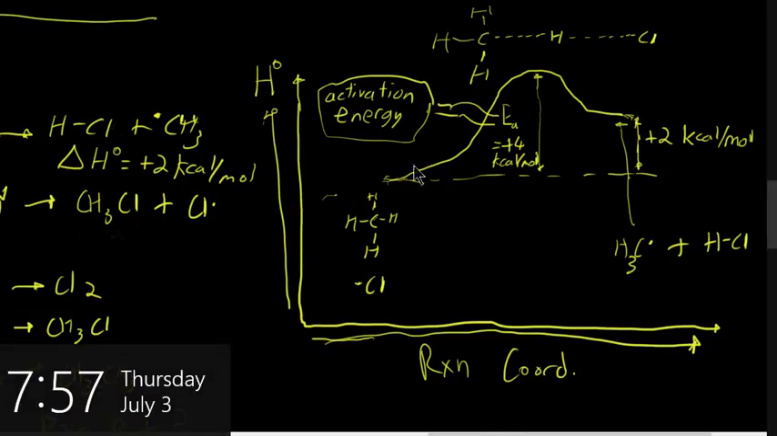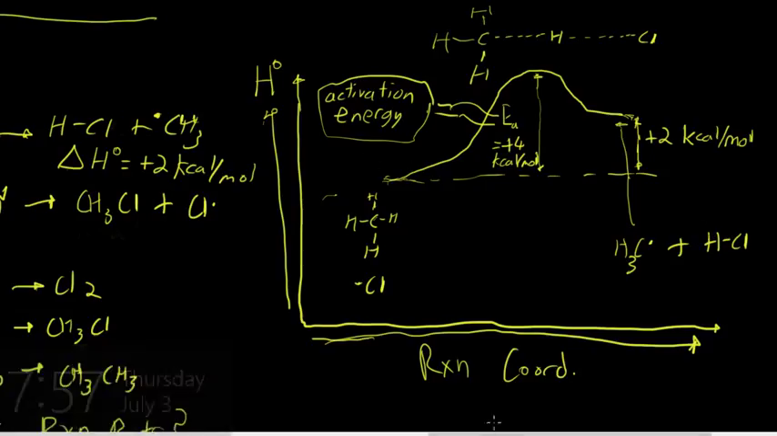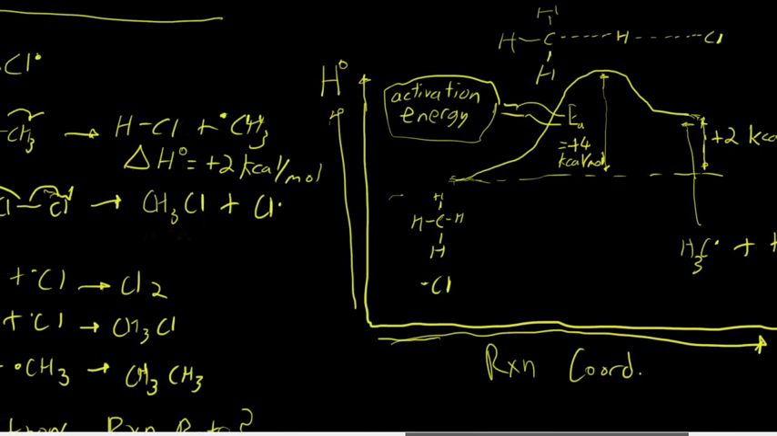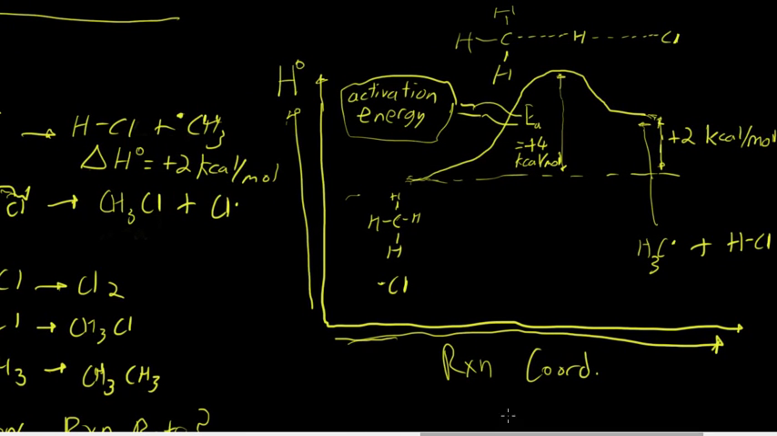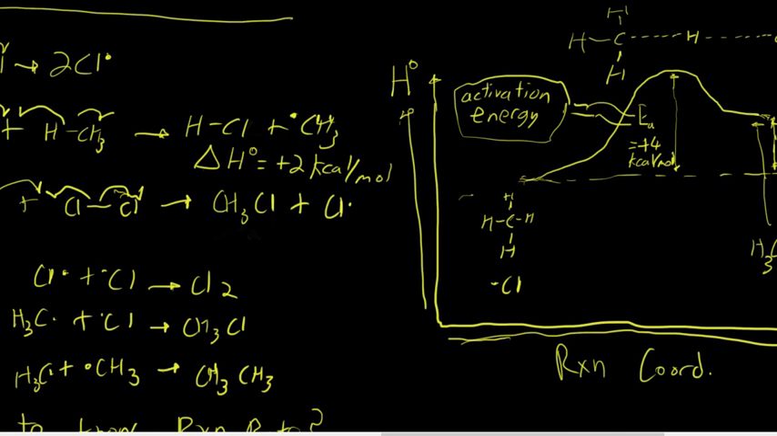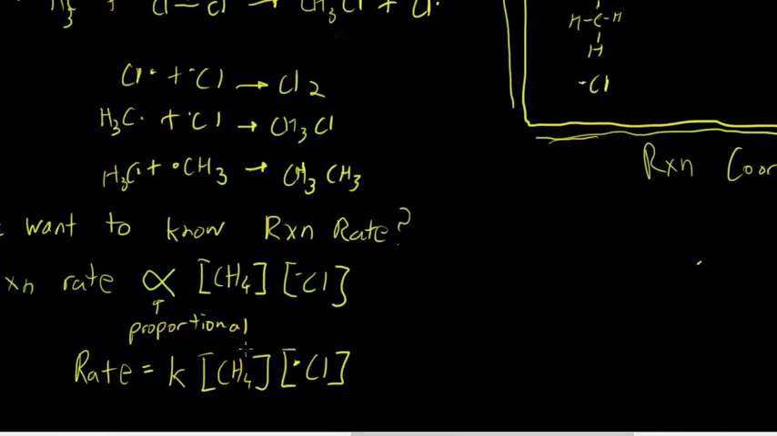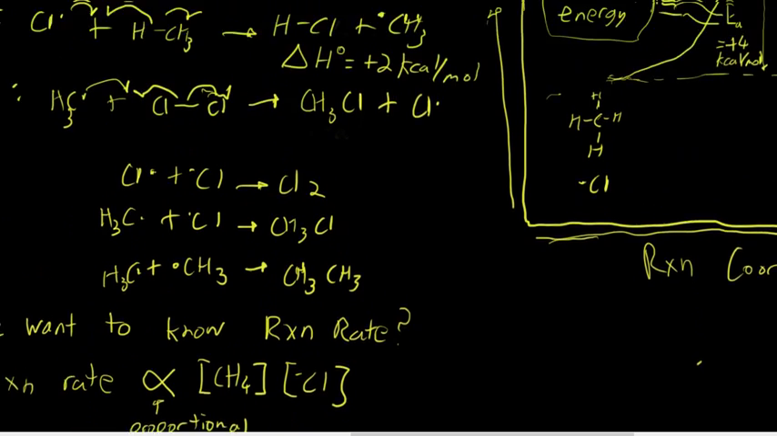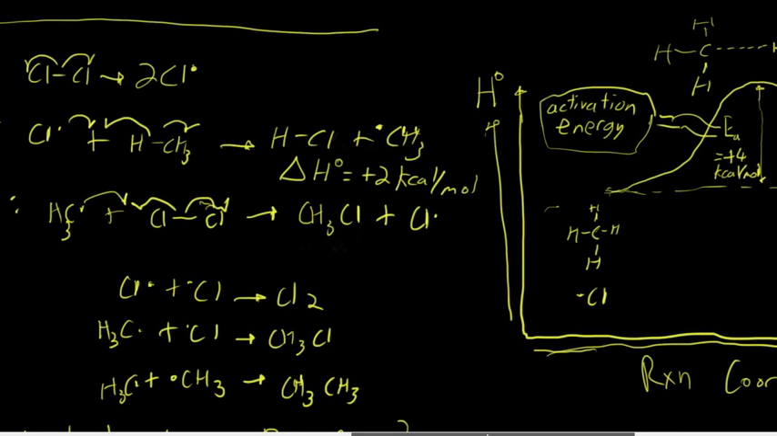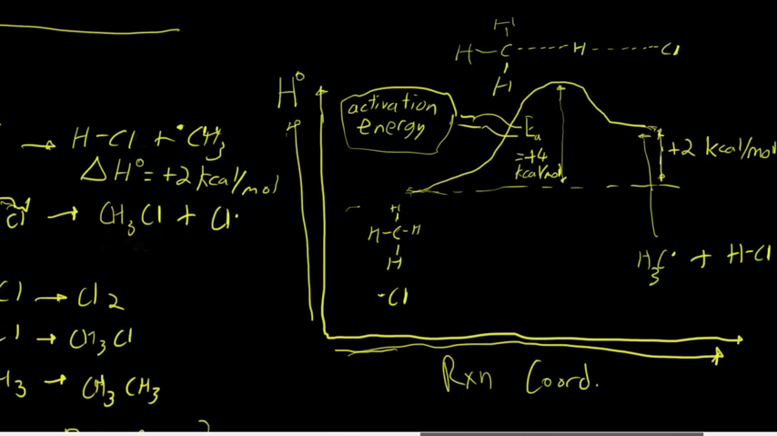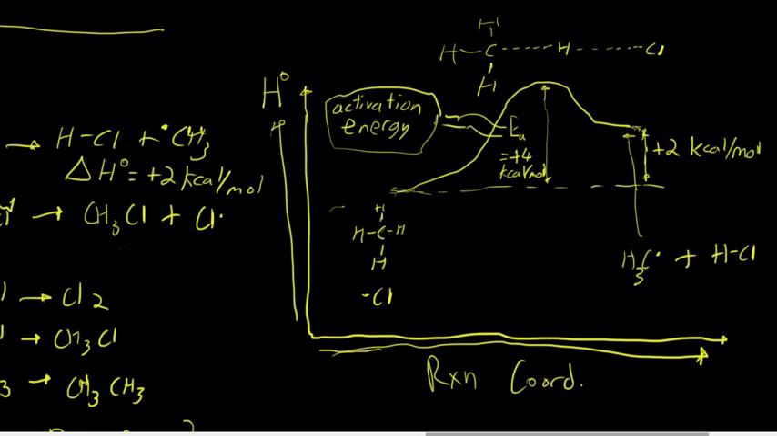So this step here is the slow step in the halogenation, in the chlorination of methane. And so the reaction rate is determined by this step. If you remember, I said the reaction rate here is k times the concentration of methane times the concentration of chlorine radical, which are the reactants in propagation step 1, and that's a step for which we've drawn this reaction coordinate diagram.